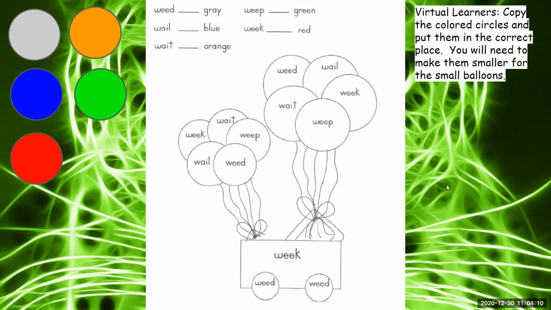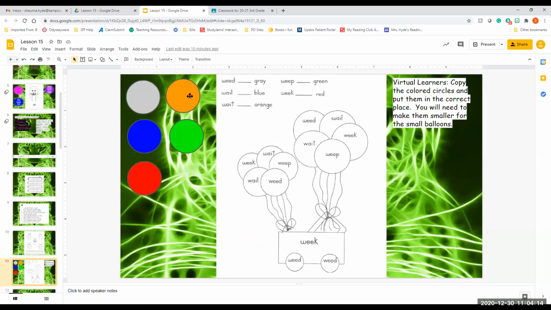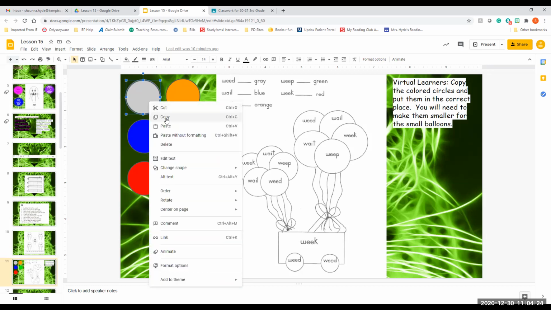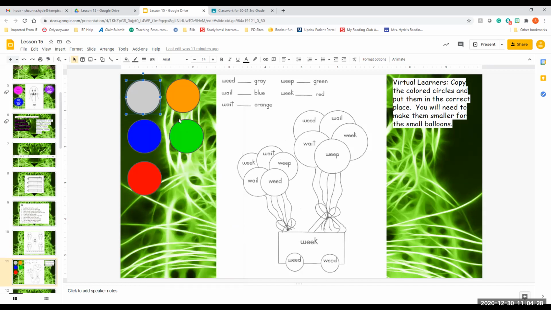Okay, your next activity, this one's a little fun. What you're going to do is you're going to take these circles. Okay, let's look at weed. Weed is gray, so we would take the circle gray. We're going to click on it, copy it, or you can push Control C. So copy and then paste. Then we're going to bring it over here. We're going to find the word weed and we're going to put it on top of the weed, just like that.